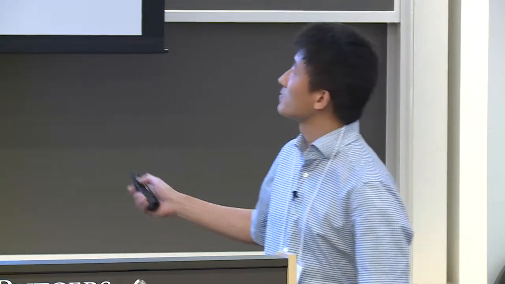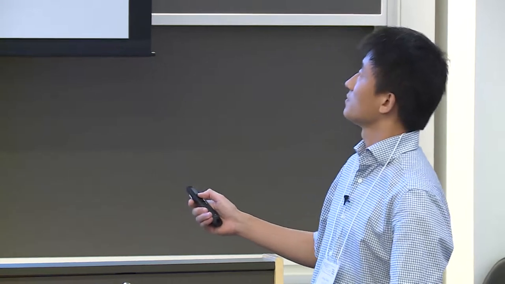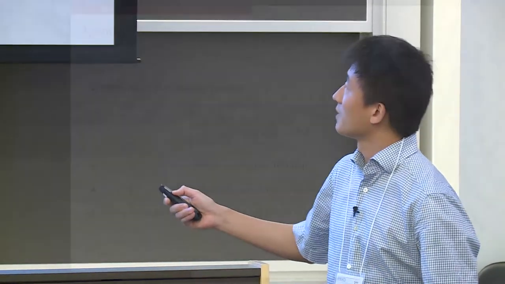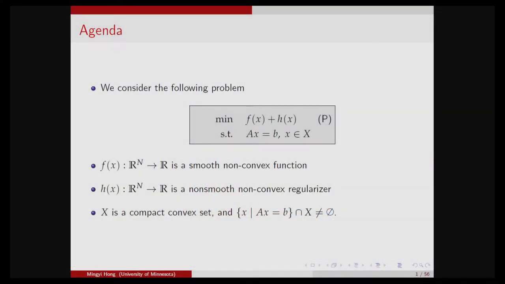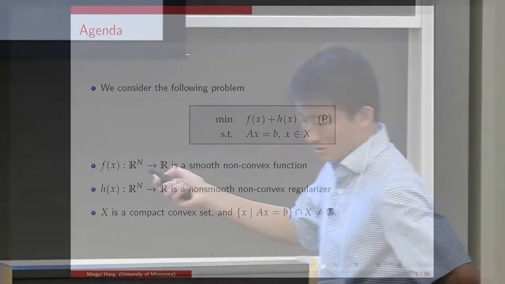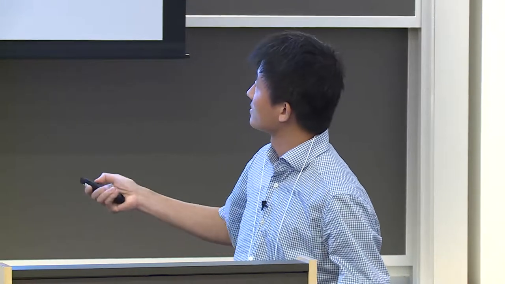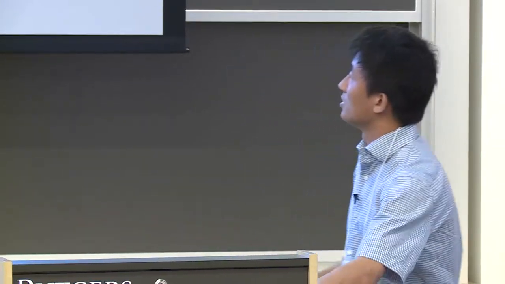All right, so today we're going to talk about this very simple problem. We have an objective function minimizing two terms, f(x) plus h(x), with one linear constraint, Ax equals b, and x lies in a certain convex set X, okay?